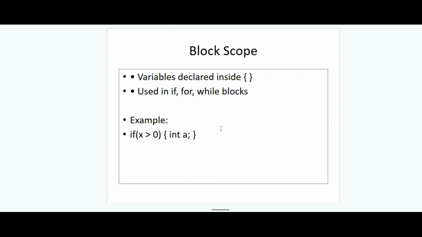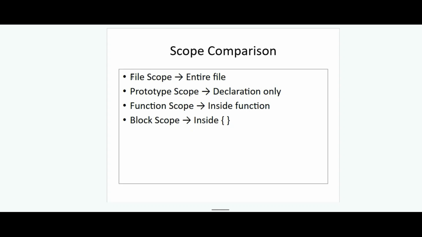Block scope: anything that is declared within a block, that is, curly brackets, right? That is what is called block scope. So file scope will be the entire file. Prototype scope will be the declaration only. Function scope is inside the function. Block scope is inside the block.